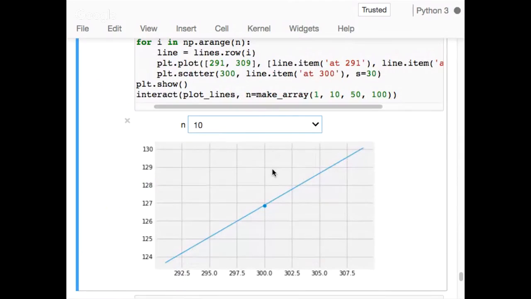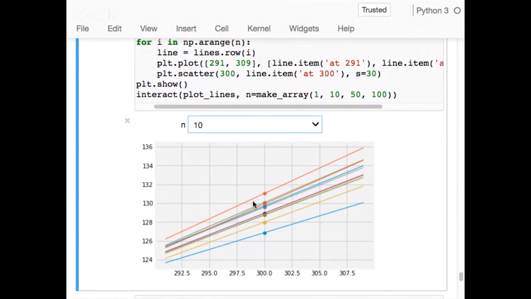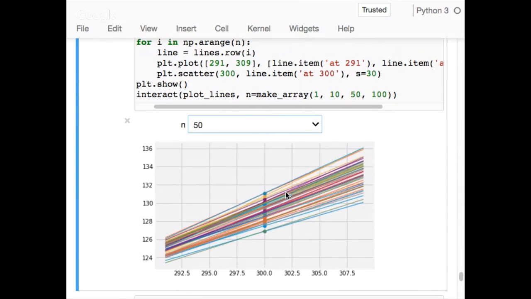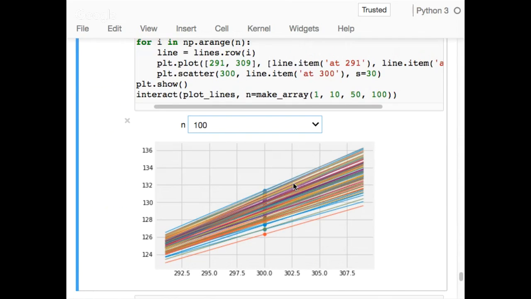Let's say I draw 10 lines, so 10 resamples. I get a bunch more predictions. I can do this again for 50. Get 50 lines. That looks like a Skittles bag. 100 lines. And now you get a bunch of lines, a bunch of predictions. You can taste the rainbow here, right?